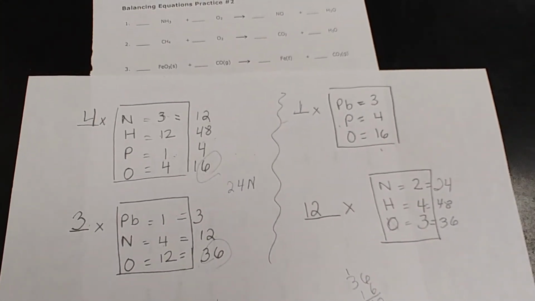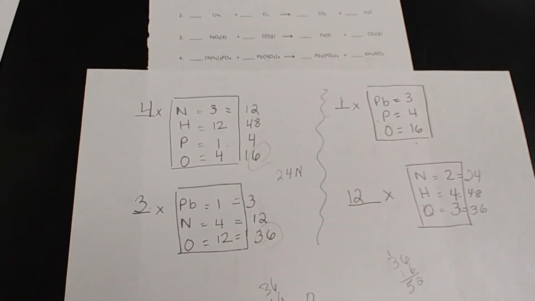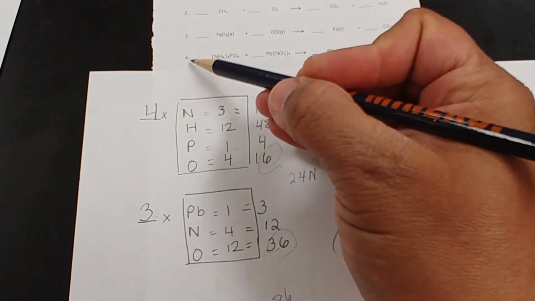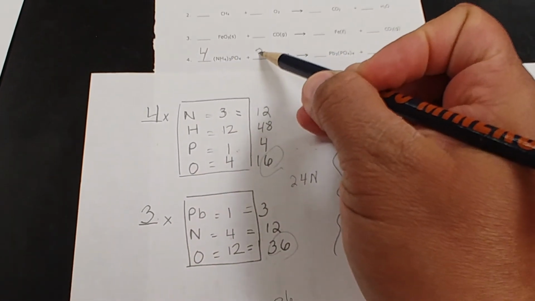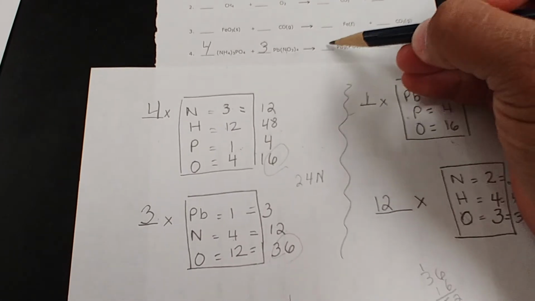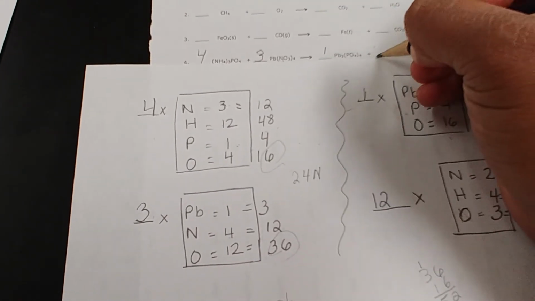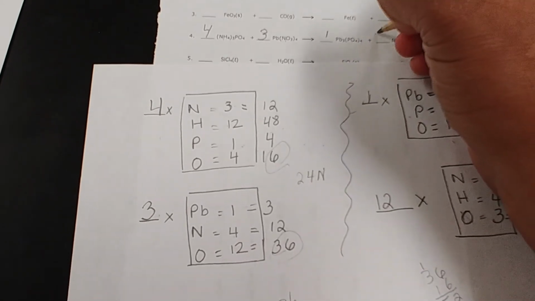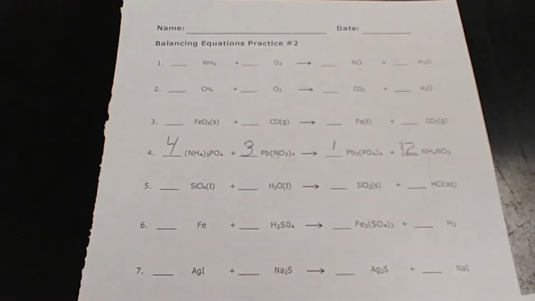So now all you have to do is you're going to go ahead and place your coefficients in the lines. So this 4 will come here, this 3 right here, this 1 right here, and then this 12. And now it is balanced.